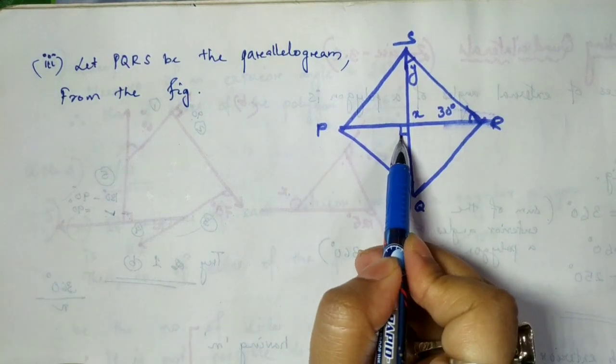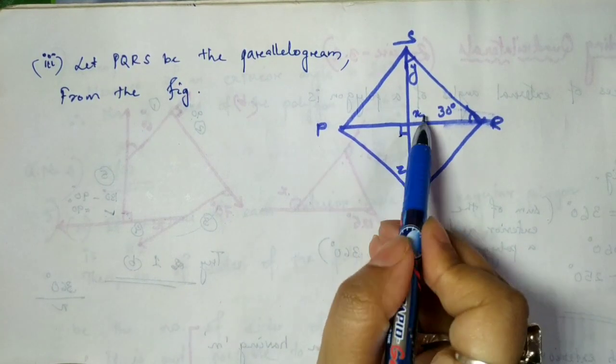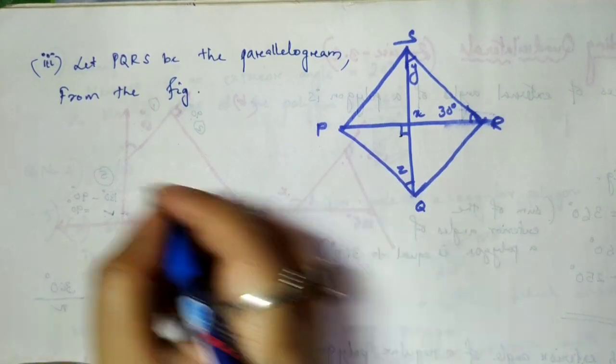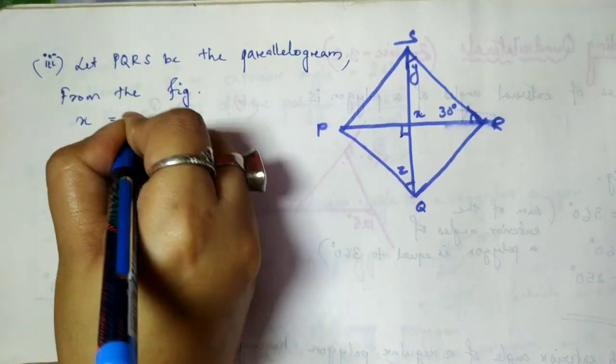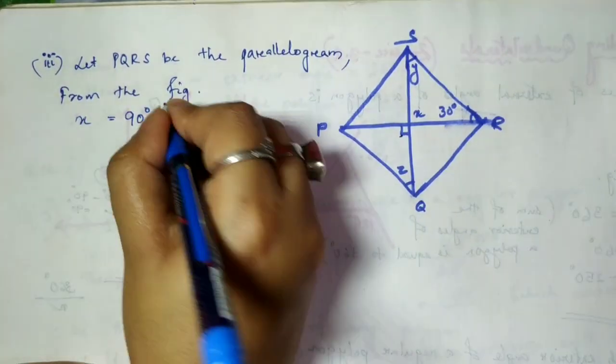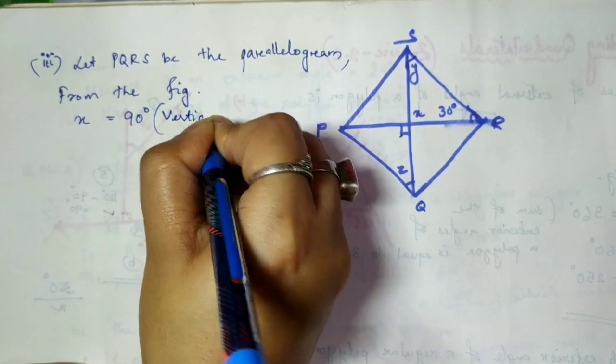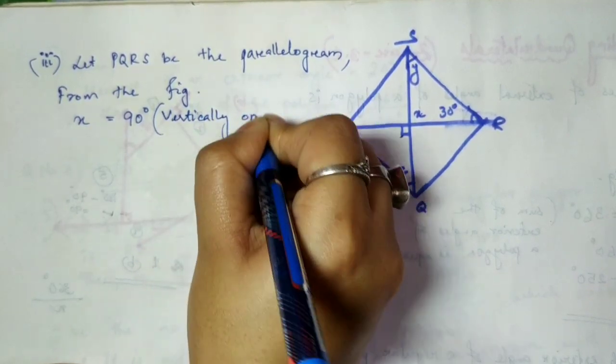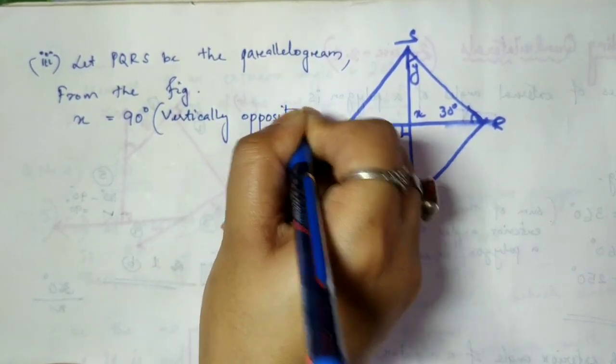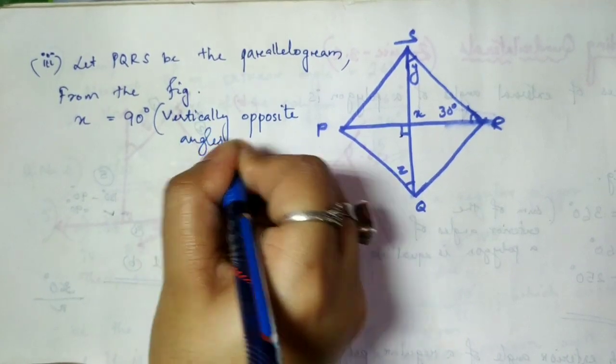Now you see this is 90 degree, right? And both of them are vertically opposite angles. So can I write X is equal to 90 degree directly? Why? The condition is vertically opposite angles. Now this one we got.